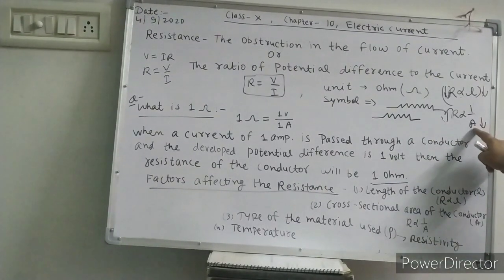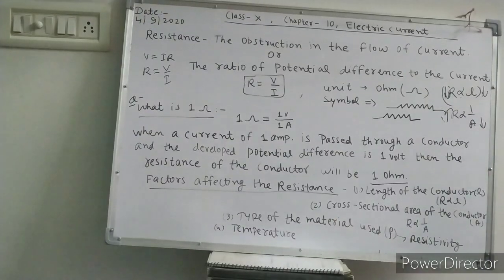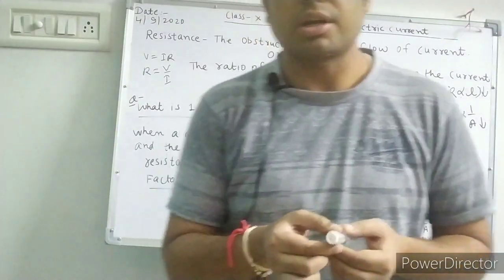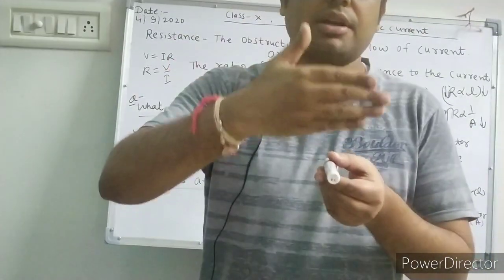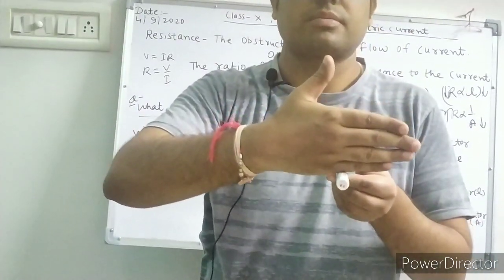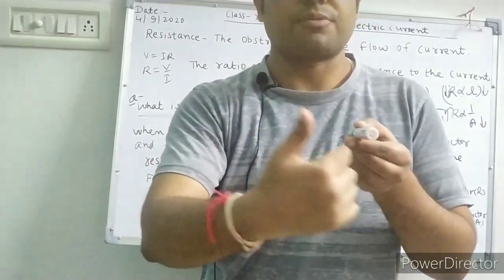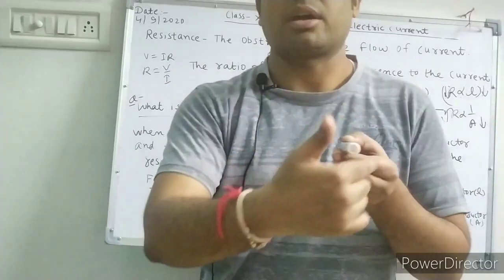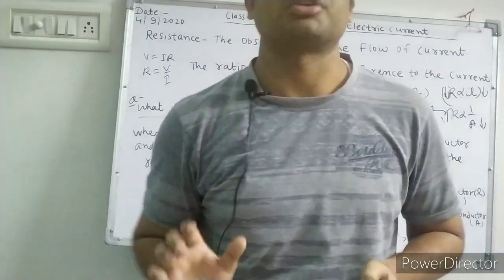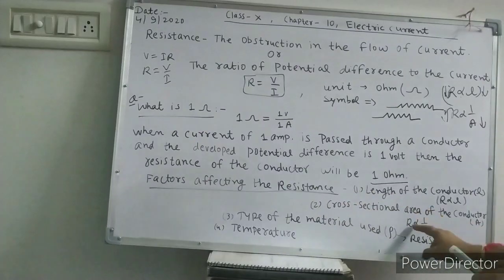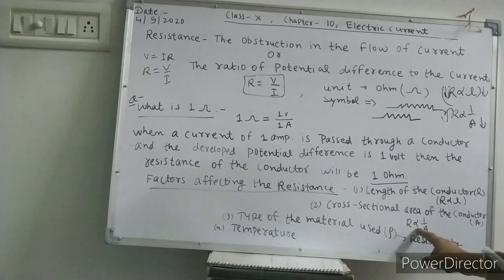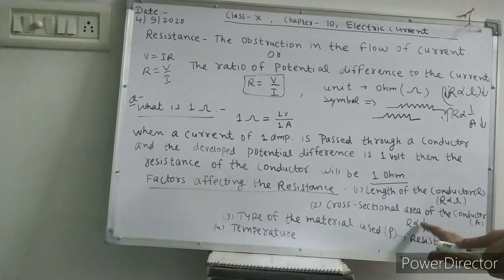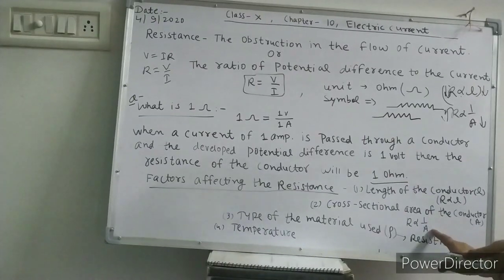See here, this is not an area, this is a cross sectional area. Suppose there is a wire or conductor and you are cutting that conductor by this axis. The face of the wire after cutting is called the cross sectional area. So R is inversely proportional to area, or R is directly proportional to 1 upon cross sectional area.